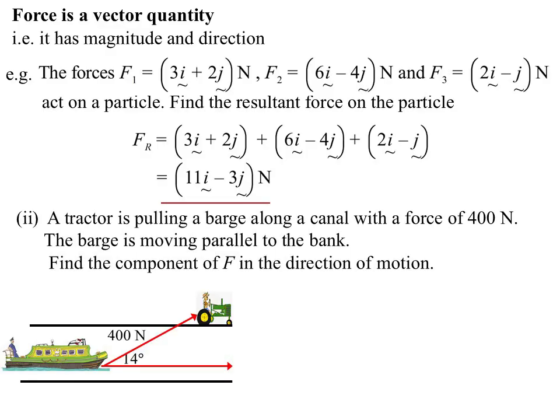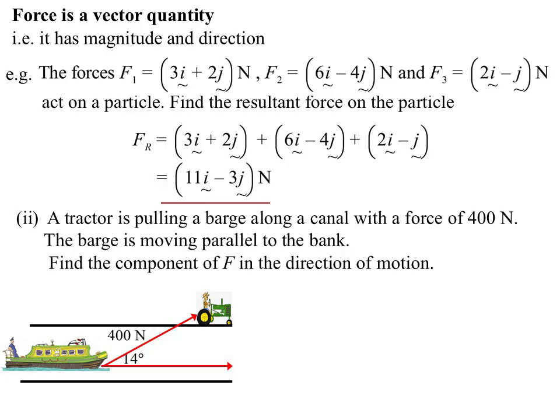Let's have a look at this one. A tractor is pulling the barge along the canal, maybe the scale's not great, with a force of 400 newtons. What's the component of the force in the direction of the motion? So what we're really saying is, if we were to project this force, what's the component horizontally?